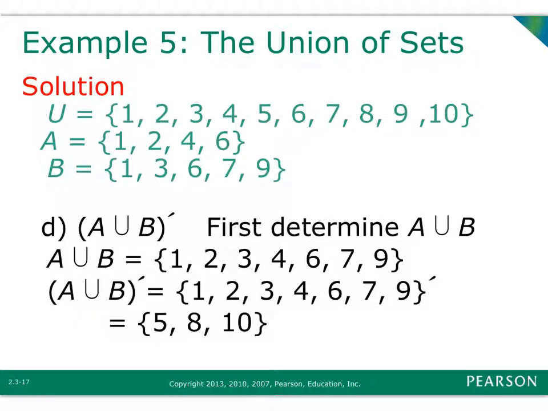In our last example of unions, we have A union B prime. First we determine the union of A and B, which we have done in the past, and we found it to be 1, 2, 3, 4, 6, 7, and 9. Now we want to take the complement of that, which is those elements that are not in 1, 2, 3, 4, 6, 7, and 9. And it's the rest of the elements in the universal set, which is 5, 8, and 10.